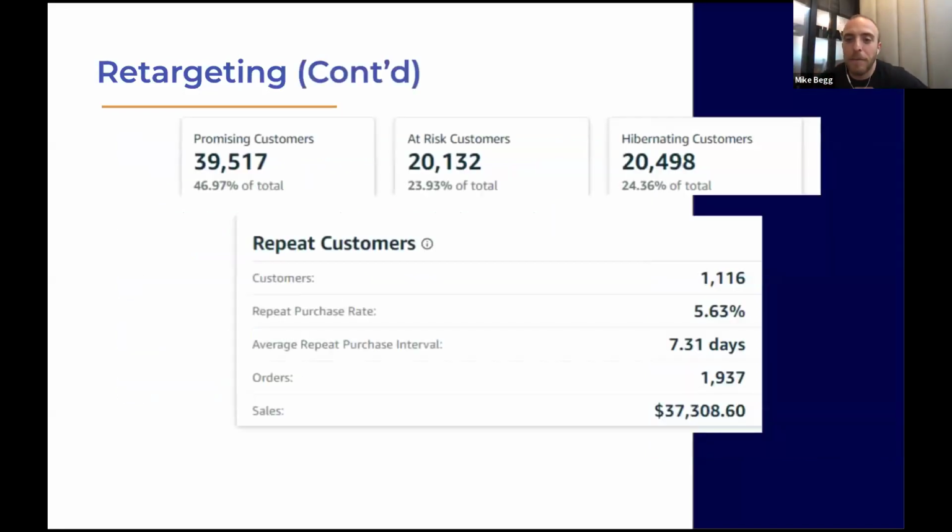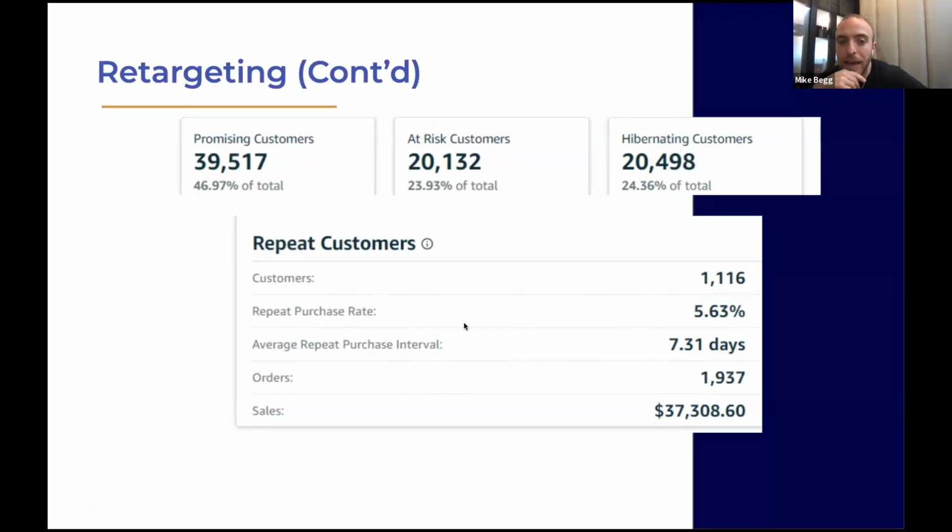Here's another example of the opportunities you may be able to see. This is also from the brand analytics report. As you can see, in this one account, we have 39,000 promising customers, 20,000 at-risk customers, and 20,000 hibernating customers. Re-engaging your at-risk customers and your hibernating customers are a great way to start bringing previous customers back to your product, while targeting promising customers is another good way to get them to continue to purchase your product, increase the customer lifetime value.